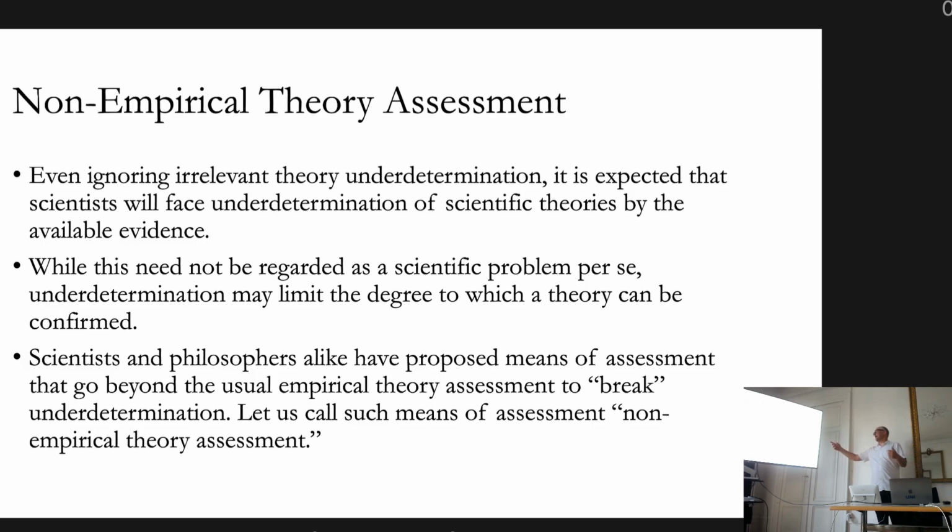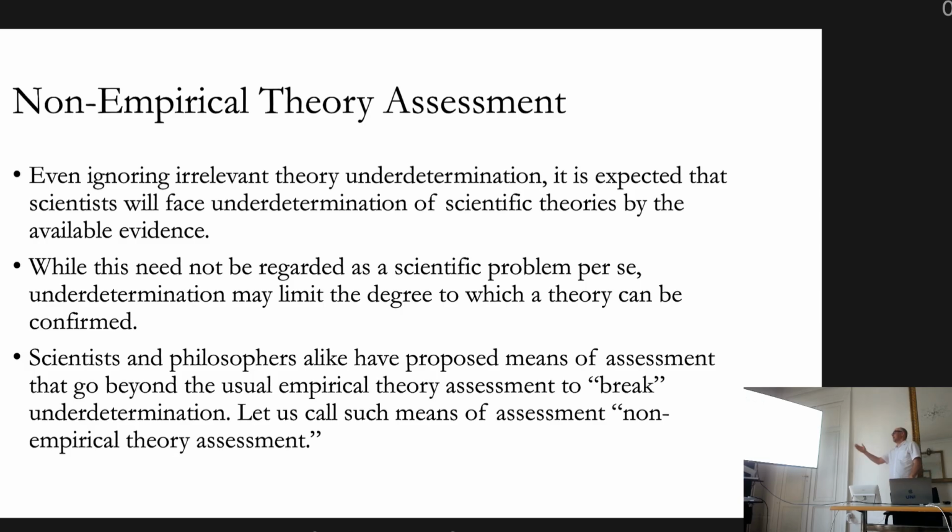One role that it may have is just to limit the degree to which a theory can be confirmed. If there are lots of empirically equivalent theories, then we couldn't say that one of them is much more highly confirmed than its competitors, unless it has some characteristics that distinguish it anyway.